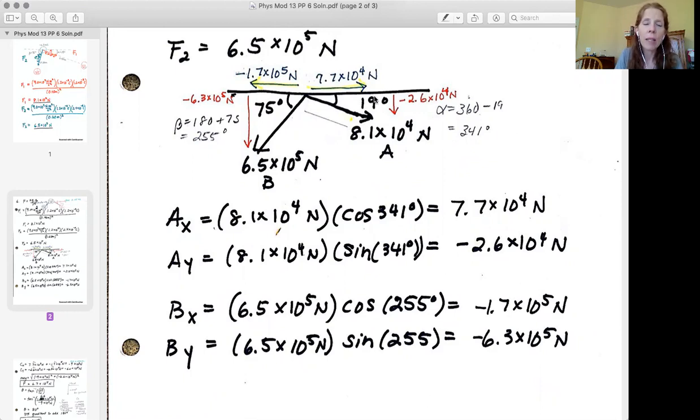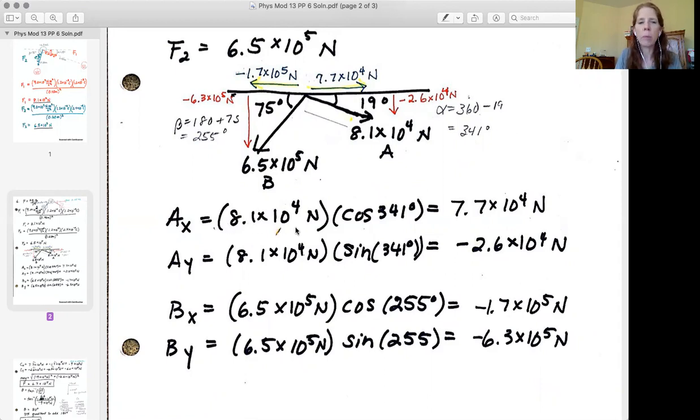Well, what about the second force? This is 75 degrees, but from the negative x-axis over here. So from here over to here would be 180, plus 75. So we're going to have an overall angle of 255. Then it's just what you already know how to do.